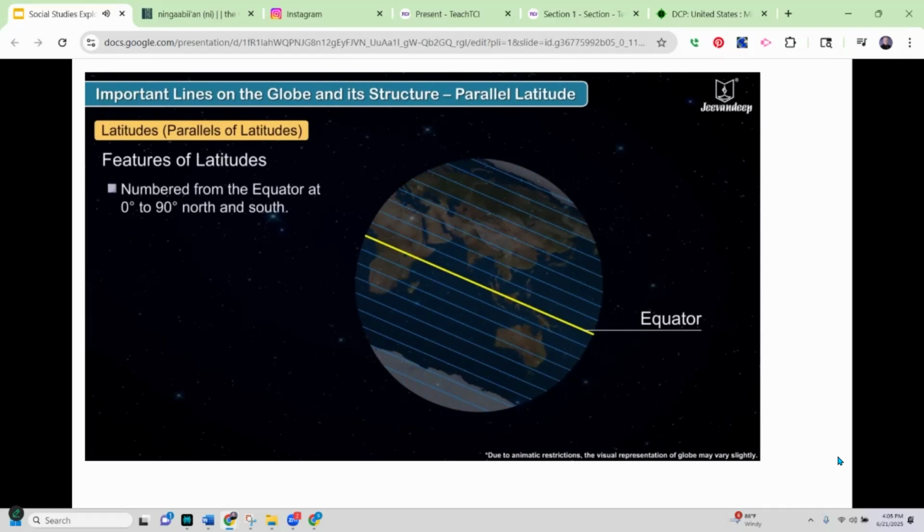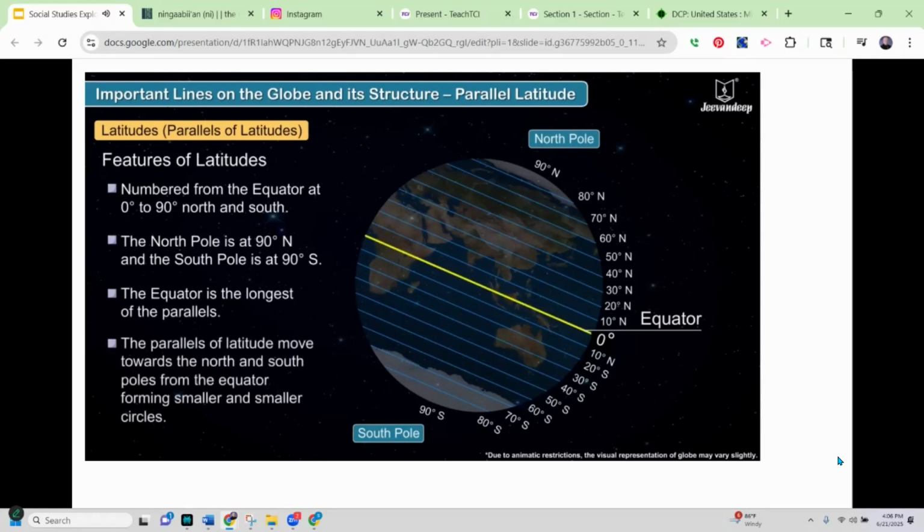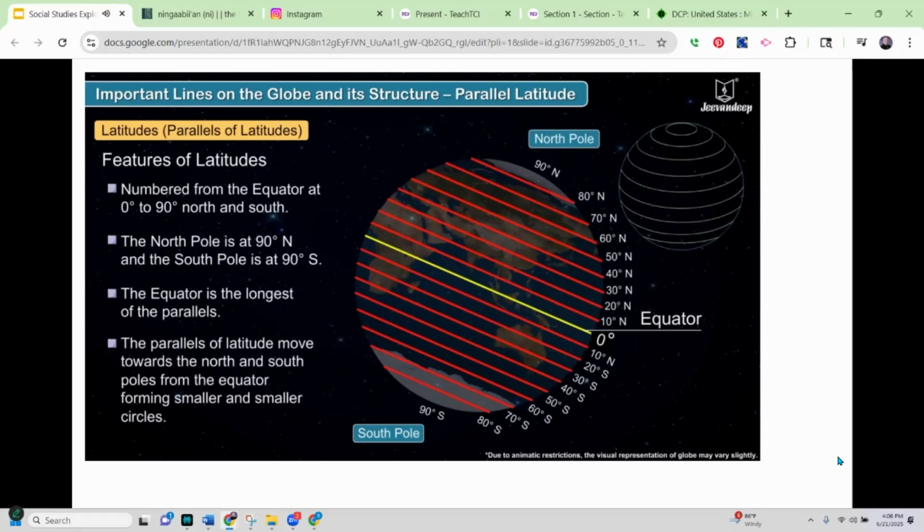Latitudes are numbered from the equator at 0 degrees to 90 degrees north and south. The North Pole is at 90 degrees north and the South Pole is at 90 degrees south. The equator is the longest of the parallels. The parallels of latitude move towards the north and south poles from the equator, forming smaller and smaller circles.